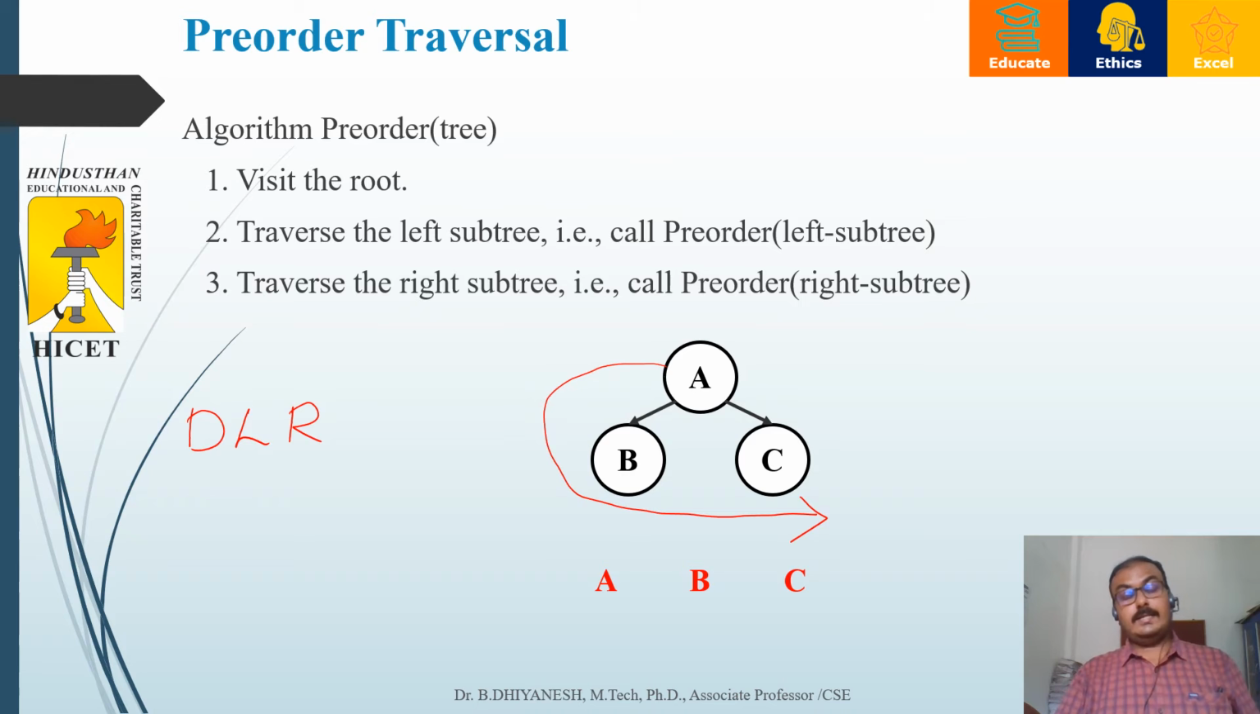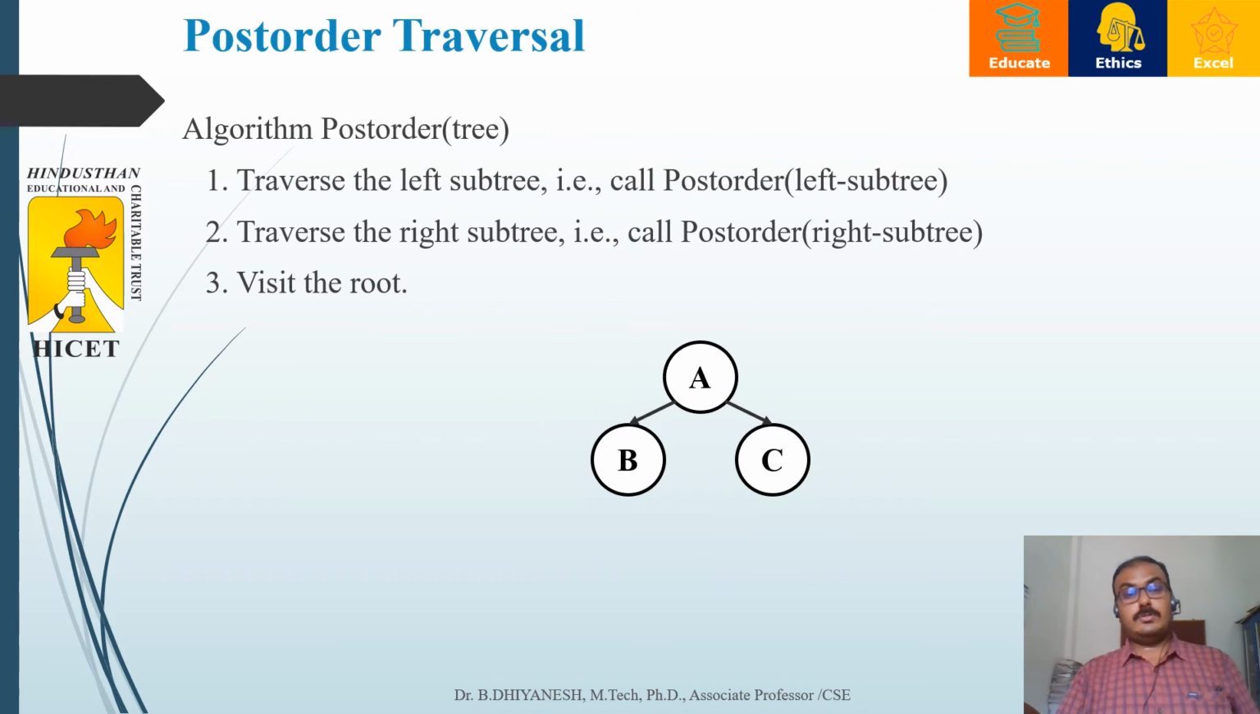So the next and last traversal is post-order. Visit the left subtree, then visit the right subtree, and then visit the root. So our formula is left, right, then root, that is L, R, D. So start from the left, B, C and A. So our answer is B, the left subtree, C, the right subtree, and our root node A: B, C, A.